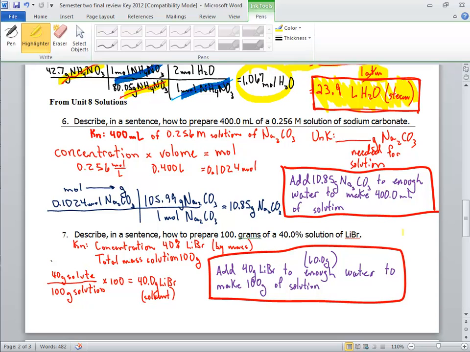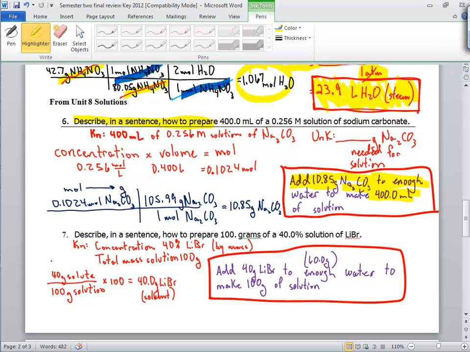Number 6. Now, be sure you notice here that number 6 says to describe in a sentence. And rather than making a big, long description, we simply looked at this idea that if you take this chemical and mix them together, even though you know their original volumes, you can't predict their final volume. So we simply said, when we get our mass, we're just going to add that to enough water to bring us up to our final volume that was described in the problem.